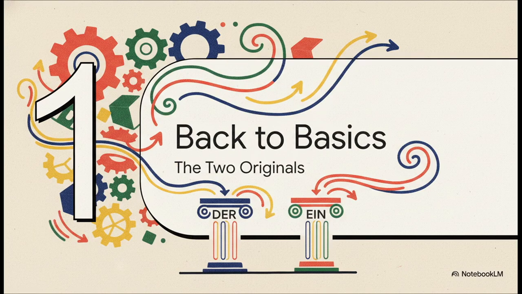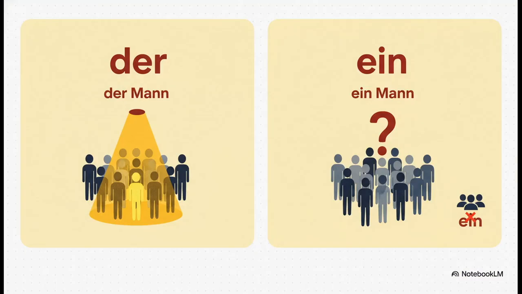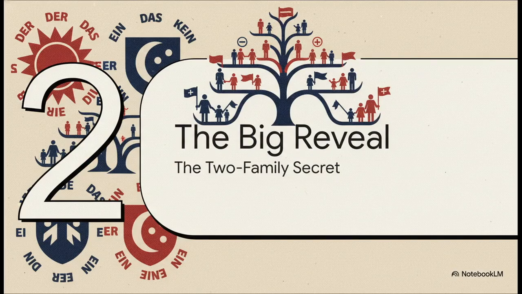Okay, so first things first. Let's head back to the two words that really started it all. The absolute foundation for everything we're going to learn today. Der and ein. We all know this stuff, right? Der is for specific things, you know, the man standing right over there. And ein is for general things, just a man somewhere in a crowd. And of course, a key thing to remember is you can't have a people, so ein doesn't have a plural form. Easy enough.